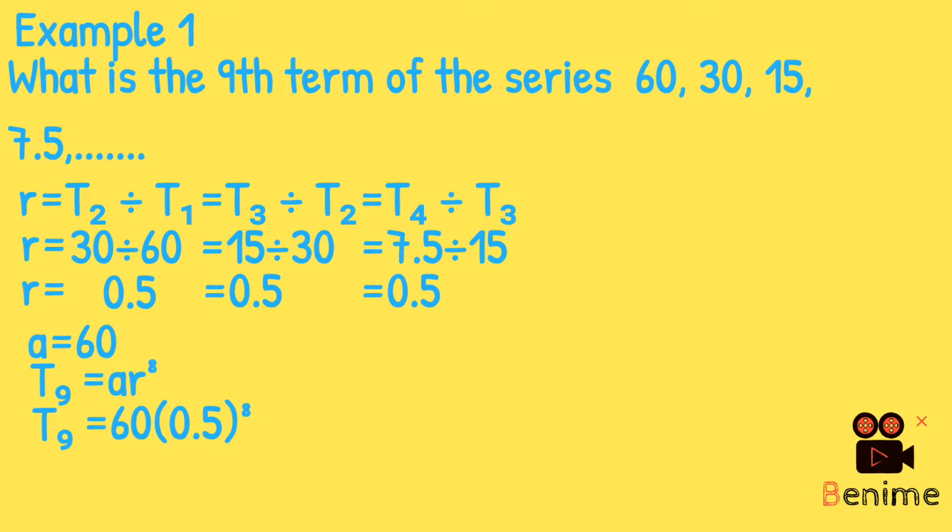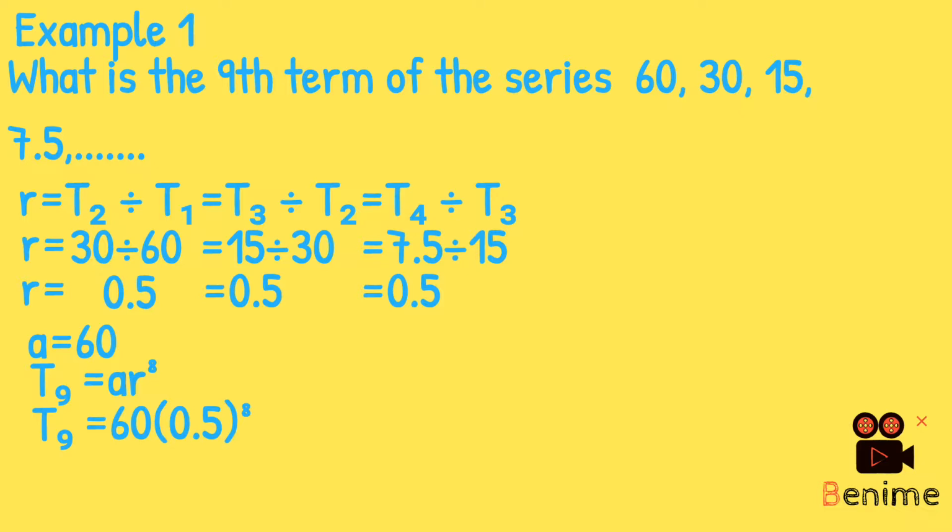Now I'm intentionally putting this bracket to stress the fact that the power of 8 is not affecting A, only affecting R. So A is not raised to the power of 8, only R is. In the same way, 60 is not raised to the power of 8, since 60 is A. It's only 0.5 that is raised to the power of 8, since 0.5 is the R.